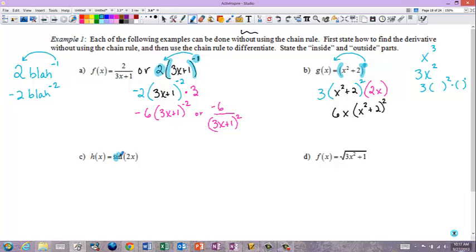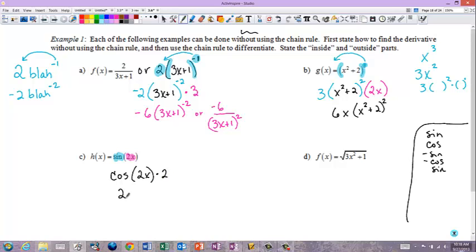Let's look at this one. I've got sine is my outside function, and the 2x is my inside function. Well, what's the derivative of sine? Well, I always have to come over here to the side. Sine, cosine, negative cosine, sine. So my derivative of sine is cosine. Leave the inside alone times the derivative of the inside, which is 2. So it would be 2 cosine of 2x.